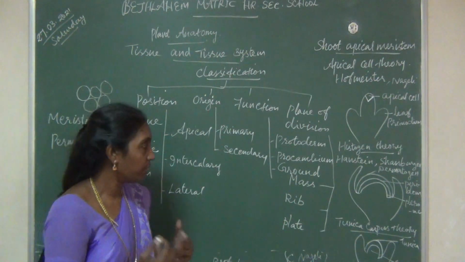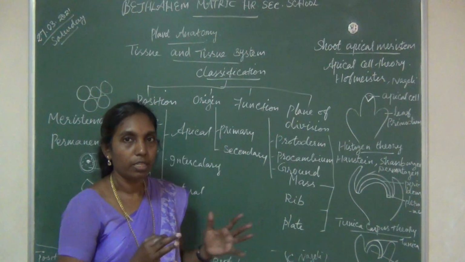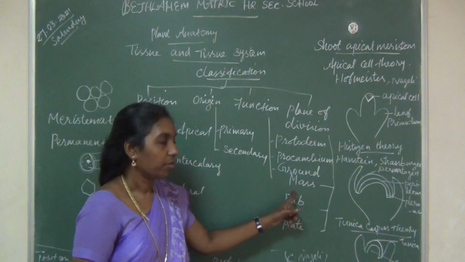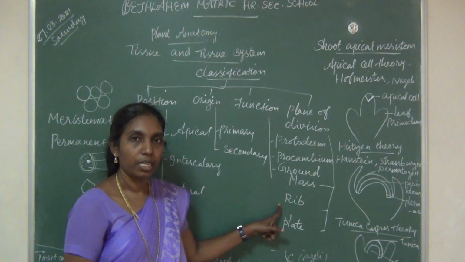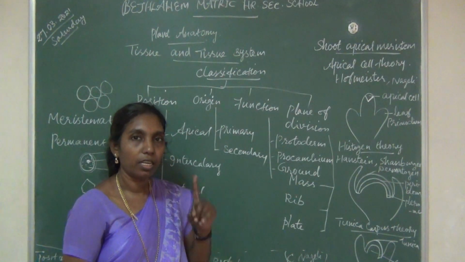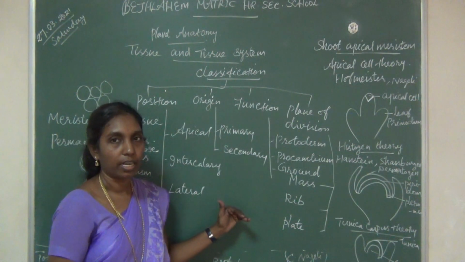Divisions, the cell has to divide. The mass meristem divides in all directions, all the planes. Rib meristem divides anticlinally in one plane. There are two types of division: periclinal as well as anticlinal.